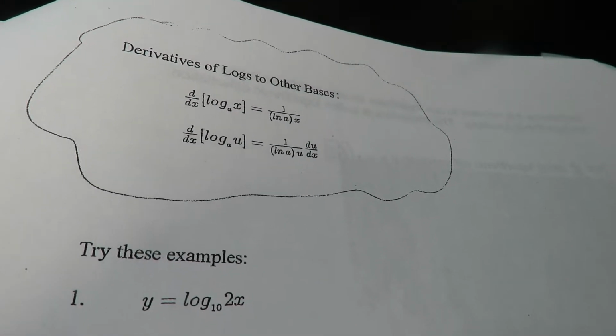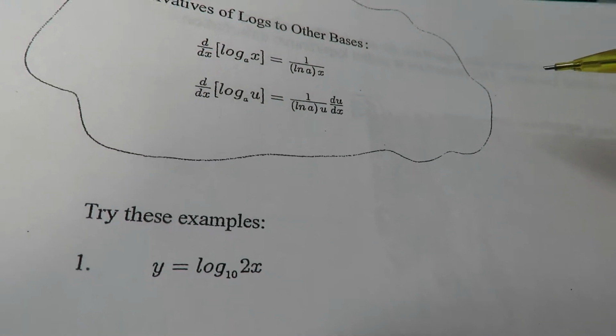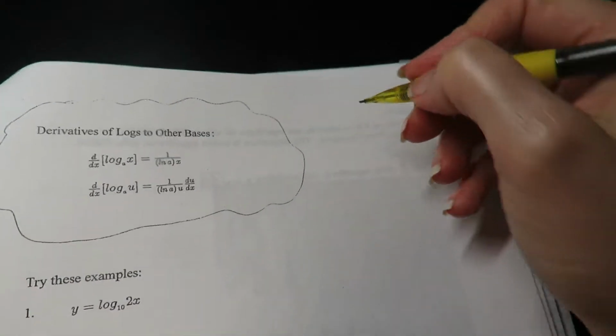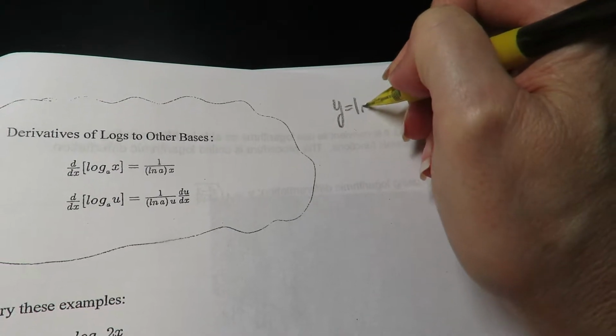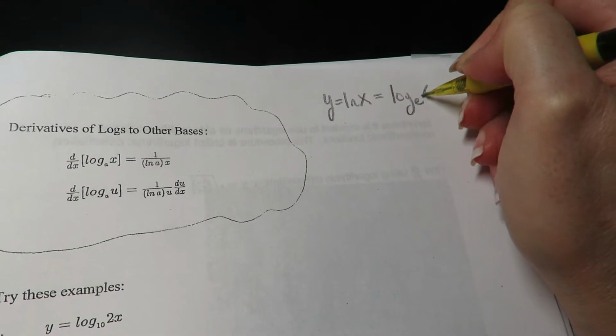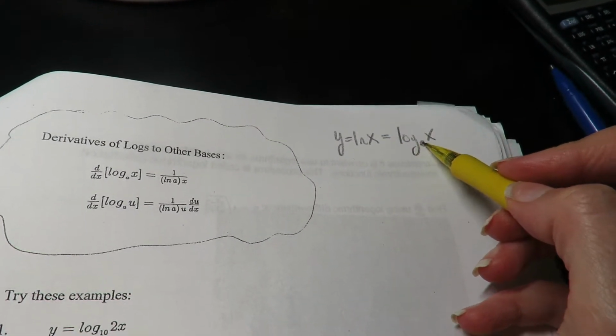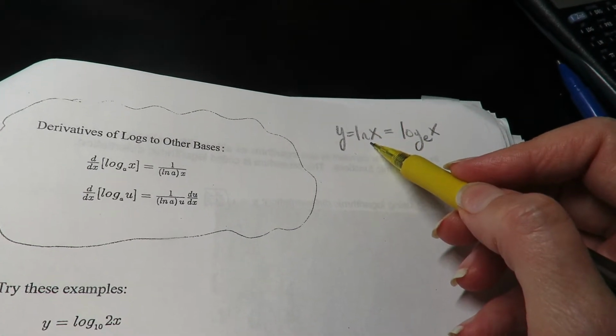Okay, gang, I just did ln of x, but let's talk a minute about derivatives that are not base e, because when you talk about ln of x, I think we all know this is basically log base e of x, right? We don't usually write log base e of x. We give this one a nickname. So when it's base e, we call it ln.